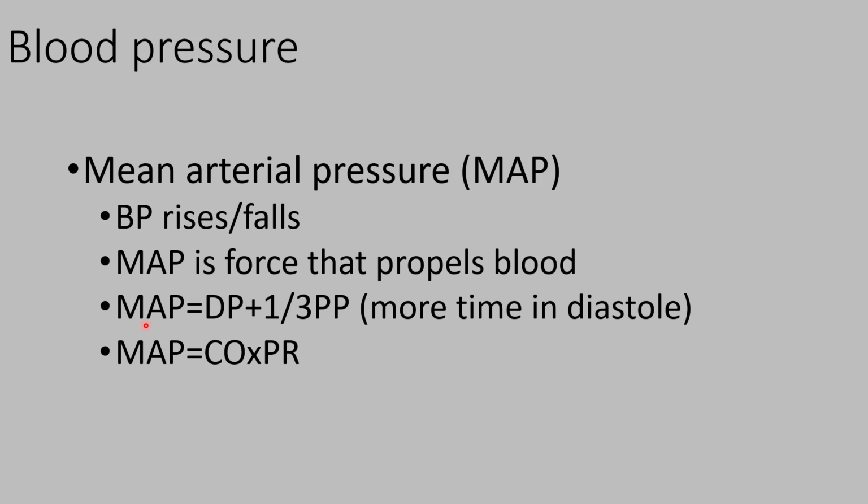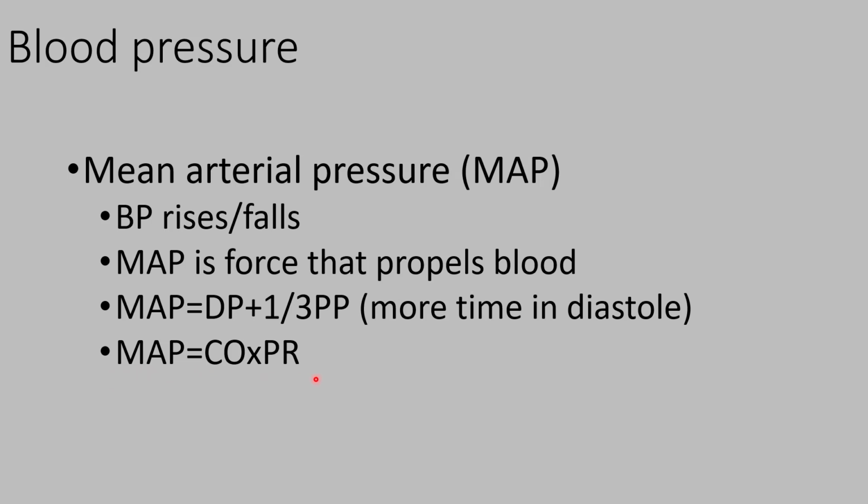Another equation that you can use to find MAP is cardiac output times peripheral resistance. Cardiac output, how much blood leaves the heart per minute. Peripheral resistance, how easy is it for the blood to move through the vessels, gives us the mean arterial pressure. MAP is equal to CO times PR.